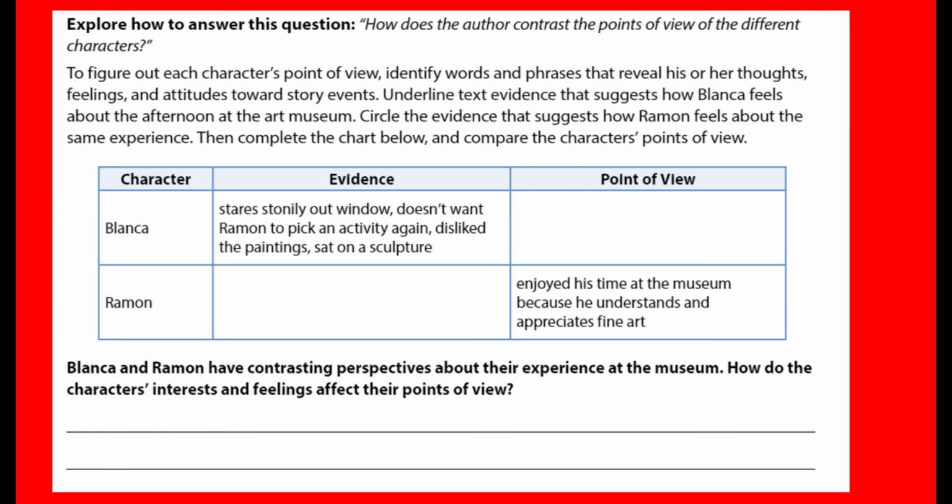So, to figure out each character's point of view, we have to identify words and phrases that reveal his or her thoughts, feelings, and attitudes toward story events. We have to underline text evidence that suggests how Blanca feels about the afternoon in the art museum, and then we have to circle evidence that shows how Raymond feels about the same experience. And then we have to complete the chart below and compare the characters' point of view in the chart.